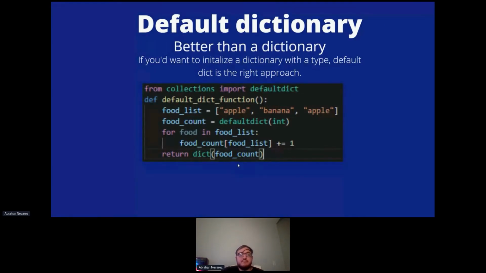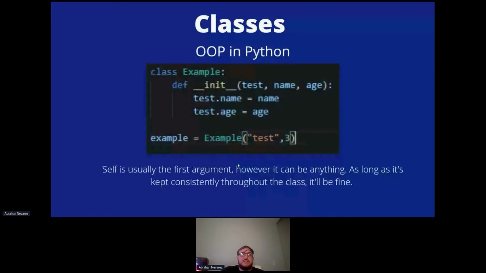Now, classes in Python. Python is able to do object-oriented programming similar to Java, in which you have to first define the class, and then you have to define the initialization method. Now, normally for initialization, you can use self. However, in this case, I decided to opt out using test.